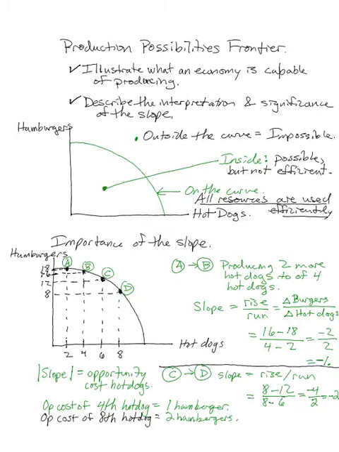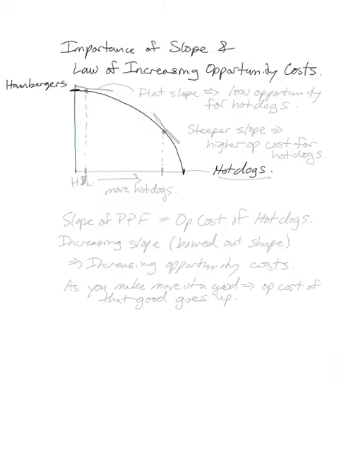You may realize from this last example that as we made more hot dogs, the opportunity cost increased. It began moving from points A to B. The opportunity cost of a hot dog was 1 hamburger. As we continued making more hot dogs, the opportunity cost of the 8th hot dog was 2 hamburgers. The changing slope of the production possibilities curve illustrates the law of increasing opportunity costs.